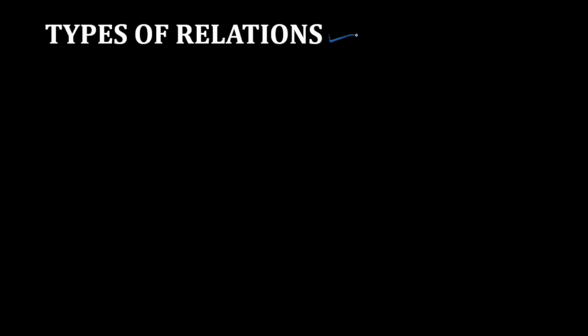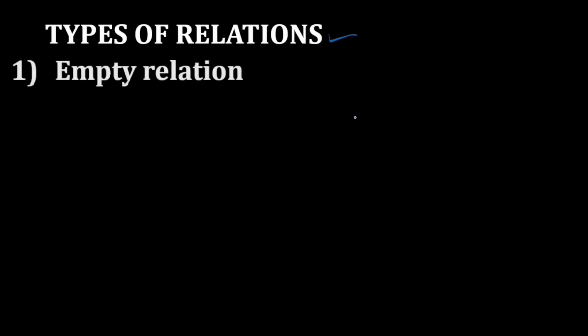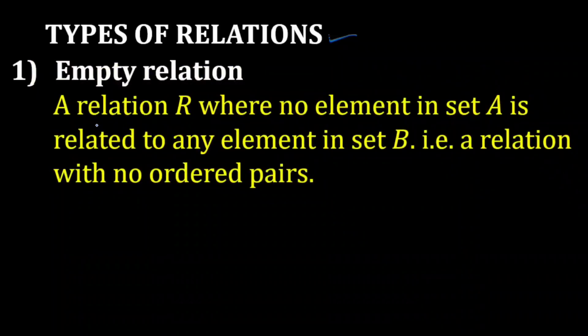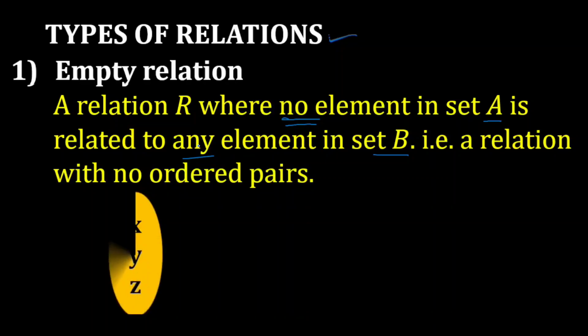The next topic is types of relations. Let us see. The first one is the empty relation. Let us define it. A relation R where no element in the set A is related to any element in the set B. That is a relation with no ordered pairs. So we have two sets A and B, and no element of A is related to any element of B, which means there is no relation, there are no ordered pairs also. Let us see with an example also.